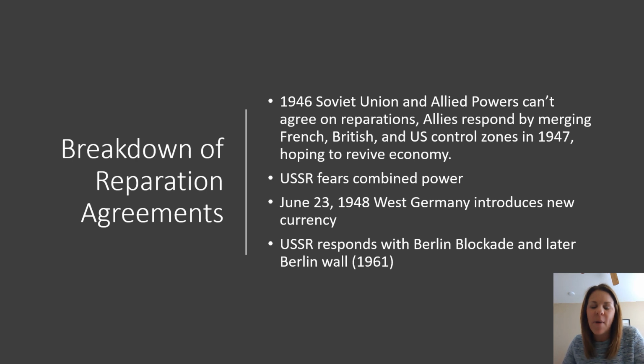So the Allied powers aren't able to agree with them, and so they decide to merge the French, British, and U.S. control zones in 1947, and they even create a new currency in 1948 that officially ties those Allied portions of West Germany together. The USSR is going to fear this combined power, and they respond with a blockade over Berlin, not allowing the Allied powers to access Berlin. The Allied powers then respond to this Berlin blockade using air power by airlifting all kinds of supplies in, and they get to the point where they can lift any supplies that they need, that they even start sending candy just to show a sign of cockiness.